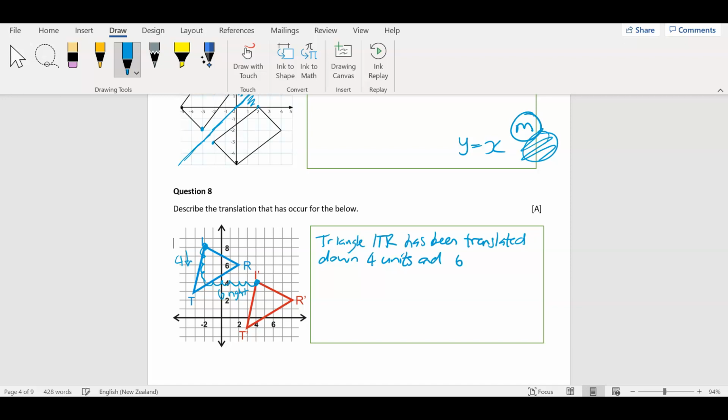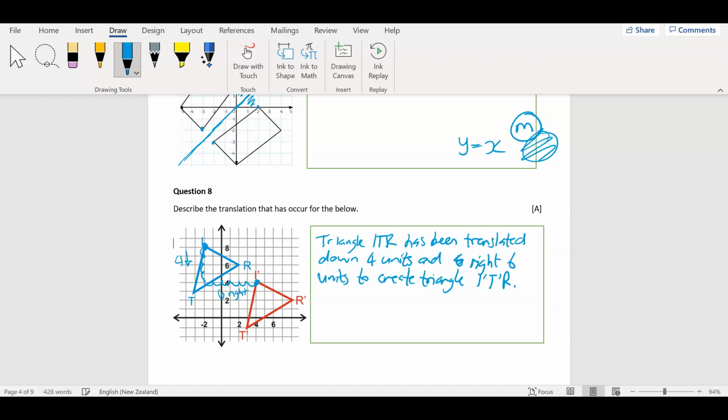And right, oh gosh, that's not right, is it? I'll get rid of that. And right 6 units. And that was to create triangle I dash T dash R dash.